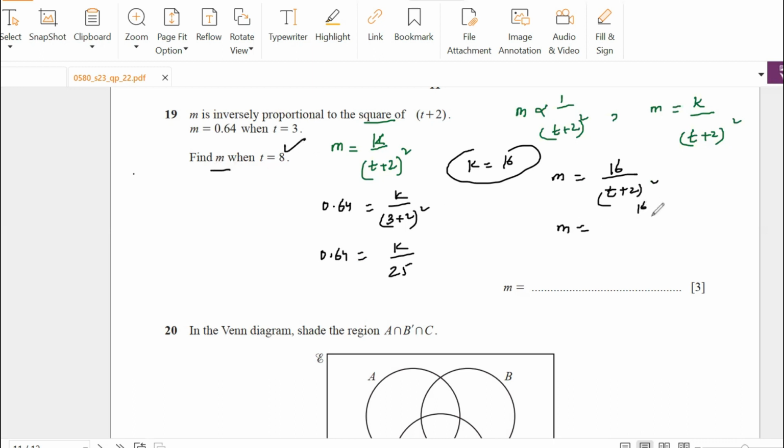So m is equal to 16 over 8 plus 2 whole square. That gives me 16 over 100 because 8 plus 2 is 10. So that gives me 100. It means 16 over 100 is equal 0.16. This is your required answer of m. I hope so it is okay.